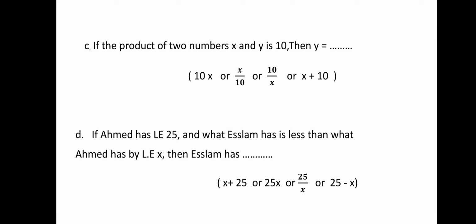If the product of two numbers X and Y is 10, then Y equals. Here X and Y are also small numbers in multiplication. So if we want a small number, we divide, not multiply. So Y will be equal to 10 over X. If Ahmed has 25 LE and what Islam has is less than what Ahmed has by X LE, so Islam has less than Ahmed. So it will be 25 minus X. We use subtraction.